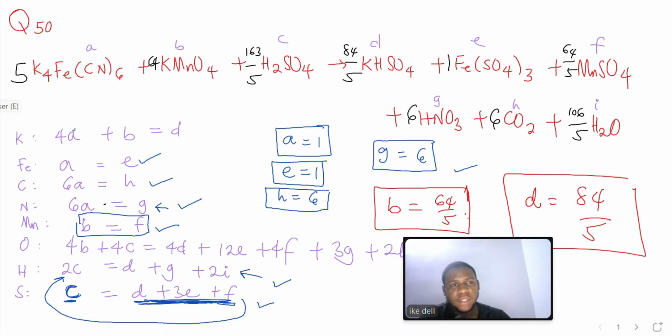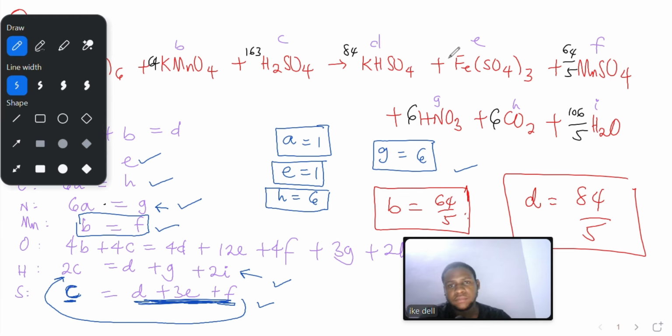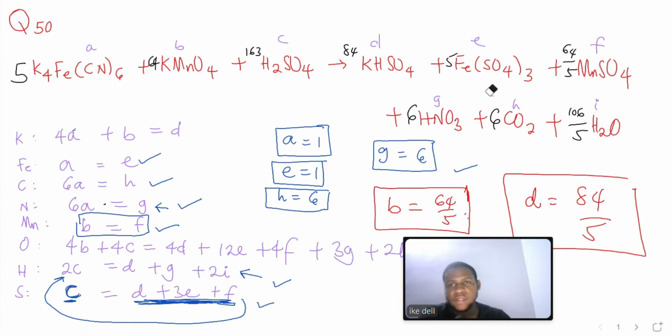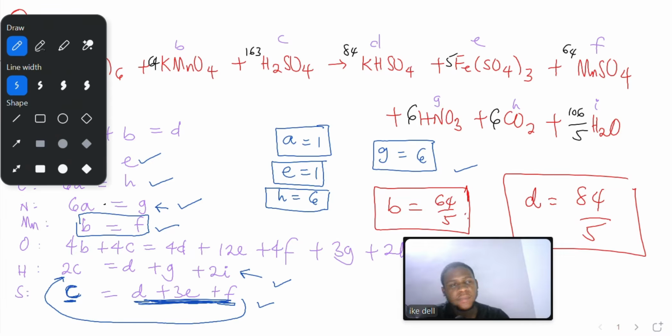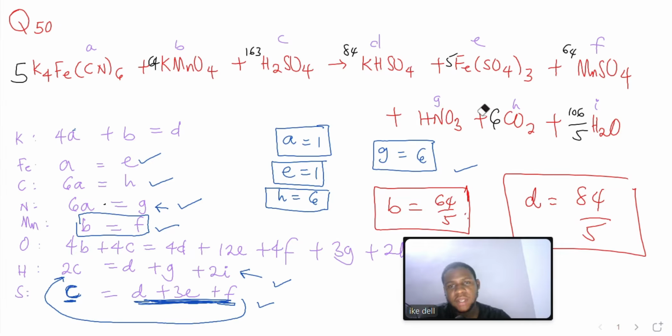Okay, this will give us 163. This will give us 84. When we multiply by 5, this will give us 5. This will give us 64. This will give us 6 times 5, so that's 30, 30. 30, 30, and that's 106. So now hopefully this thing is balanced.